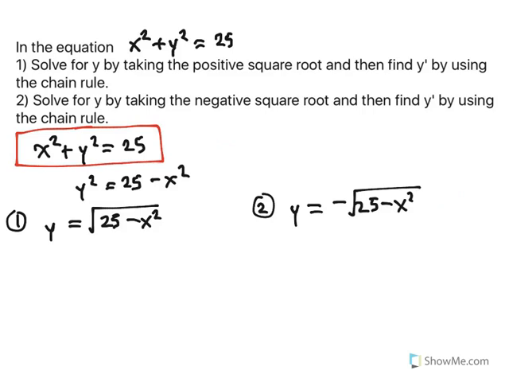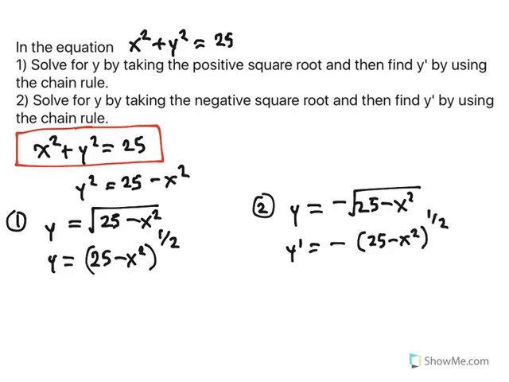Now, for each of the explicit relations, we can find y prime, and we can do that by using the chain rule. In the first case, we can write the square root of 25 minus x squared as 25 minus x squared to the 1/2 power. And in the second case, we can write negative 1 times 25 minus x squared to the 1/2 power. This is, of course, just y, and we're trying to find y prime. To find y prime, you have to use the chain rule because you have an inside function and an outside function. So we begin by using the power rule.